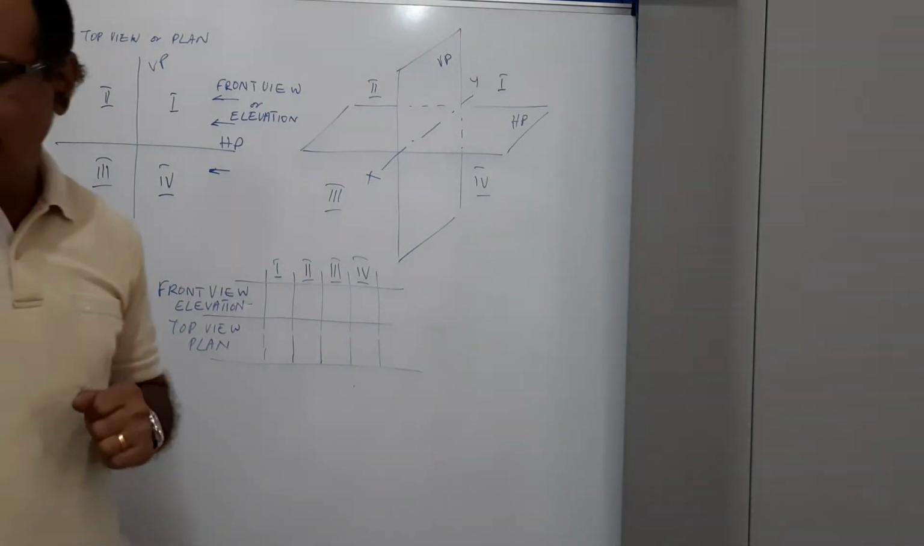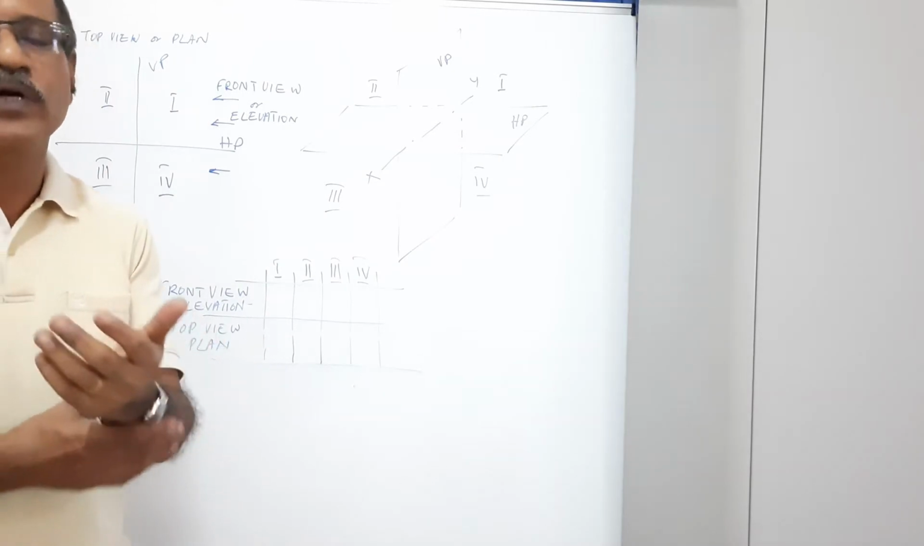Now, when you draw an engineering object, we can keep the object in any of the 4 quadrants.